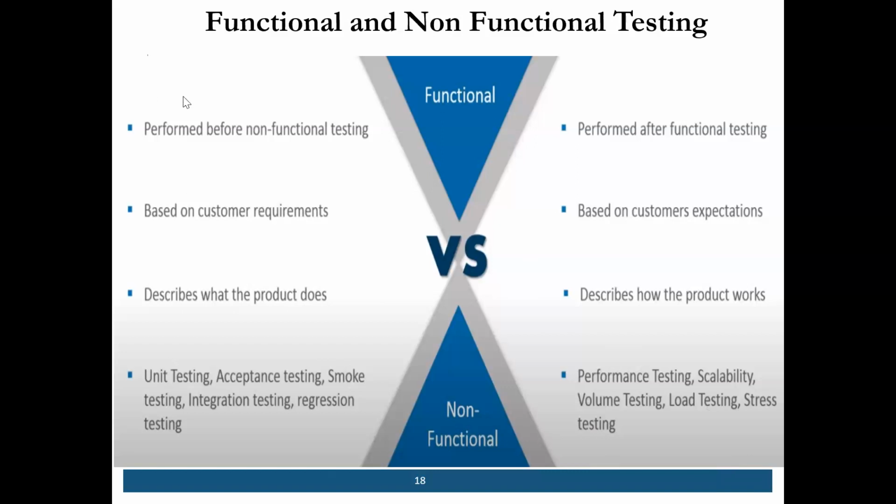But functional testing is what? Unit testing, acceptance testing, smoke, integration, regression. These testing can be done manually. We can do manually as you have written such steps, right? Go to the URL, login, enter your username, password, right? So all these come under functional testing, which can be done manually and which can be done with automation. But non-functional testing we cannot do manually.